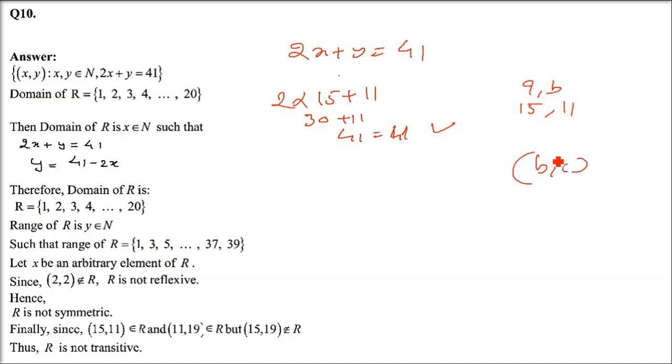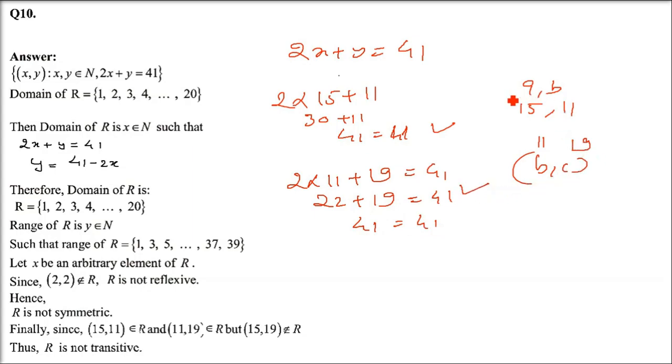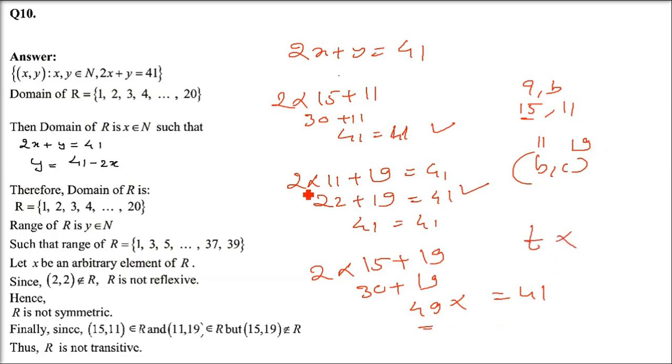Now for B and C we are choosing 11 and 19. So I am placing x as 11 and y as 19. So 2 into 11 is 22 plus 19 is 41. 41 equals 41. So this AB and BC choice is correct. Now we need to have AC also. So put A and C: 2 into 15, I am taking A, and in place of y I am putting C. So 2 into 15 plus 19, that is 30 plus 19, 49. 49 is not equal to 41, that is untrue. So it is not transitive either.